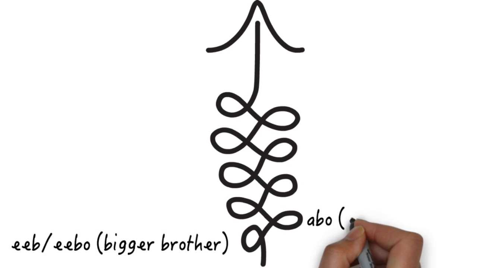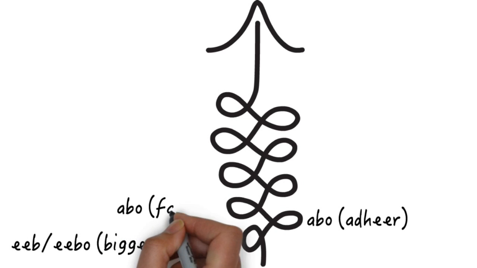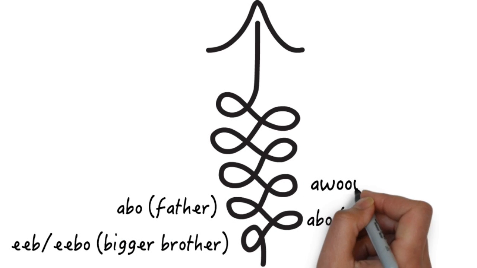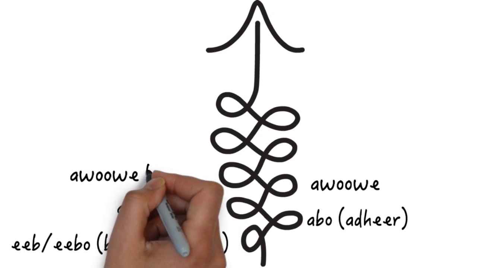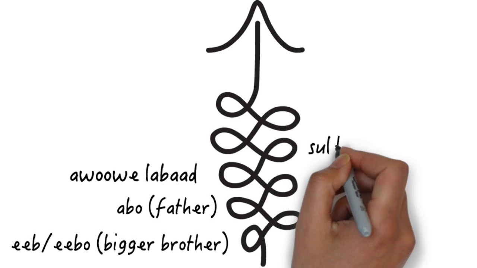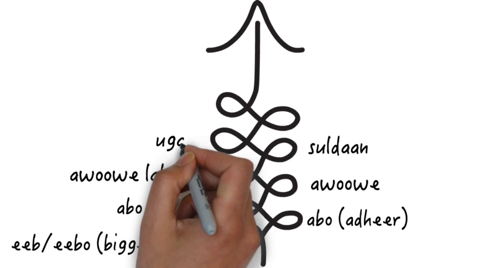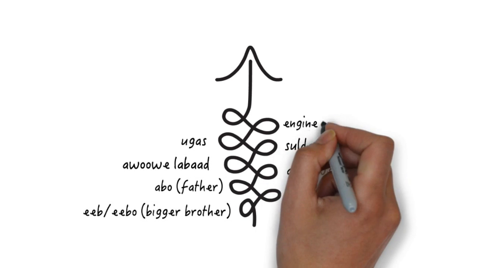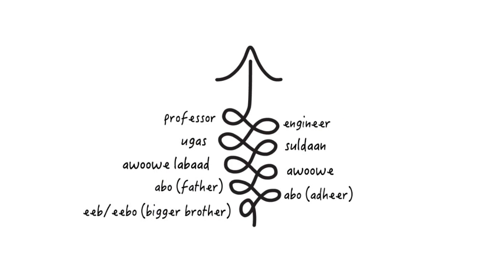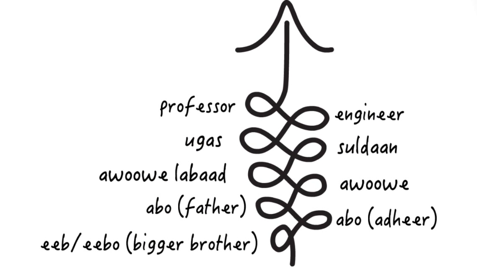Your father's brother is your Ader or Abo. Your father is your Abo. Your grandfather is your Awowe. Your great grandfather is Awolavat. Then we have something like Sultan, Ugas. Things like engineer and professor are also there in Somali language. I don't know exactly what they stand for.